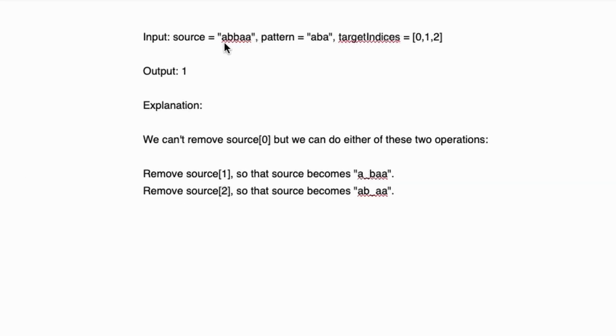So looking at this example, we have the source a, b, b, a, a, the pattern a, b, a, which is a subsequence of source, and we also have target indices 0, 1, 2. And we can do at most one operation. So we can't remove source 0, because if we do that, there's no way that we can keep pattern as a subsequence of source, but we can remove either source 1, this first b, or source 2, the second b, to get one operation. So let's look a bit closer and see exactly how we could solve this.